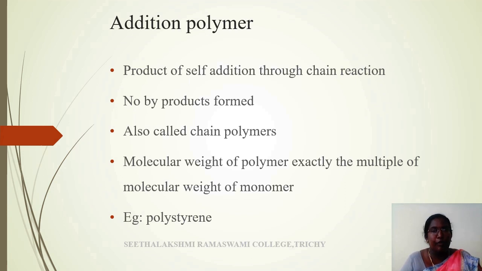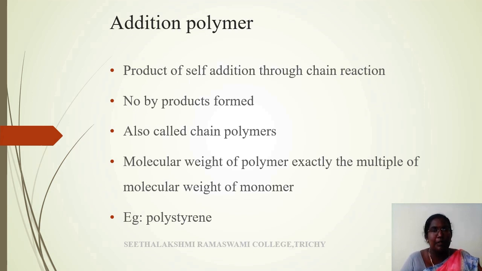No byproducts will be formed in this reaction. Addition polymers are also called chain polymers. If we multiply the molecular weight of a monomer by the number of monomers, we will get exactly the molecular weight of the polymer.